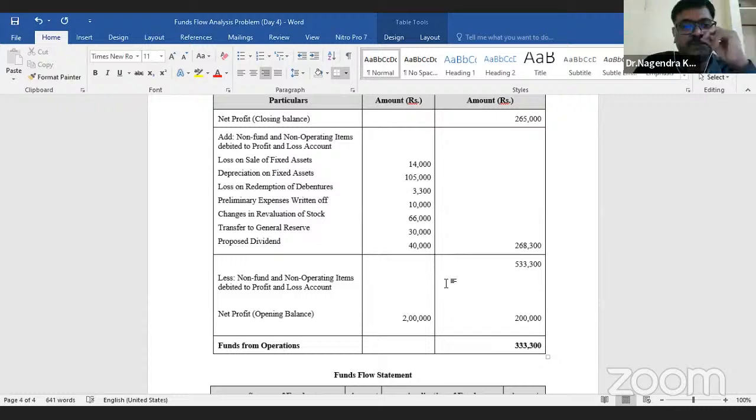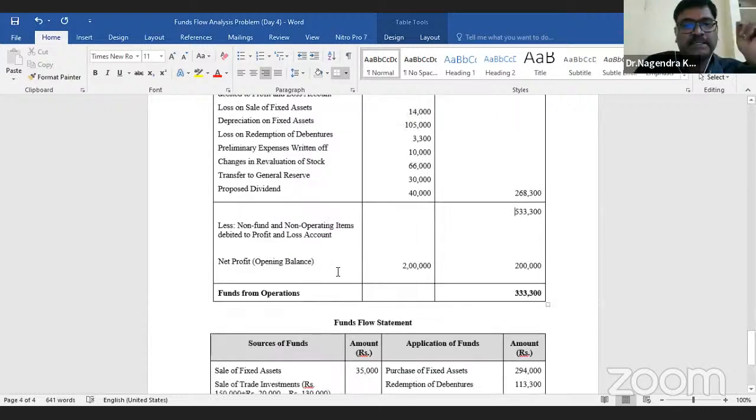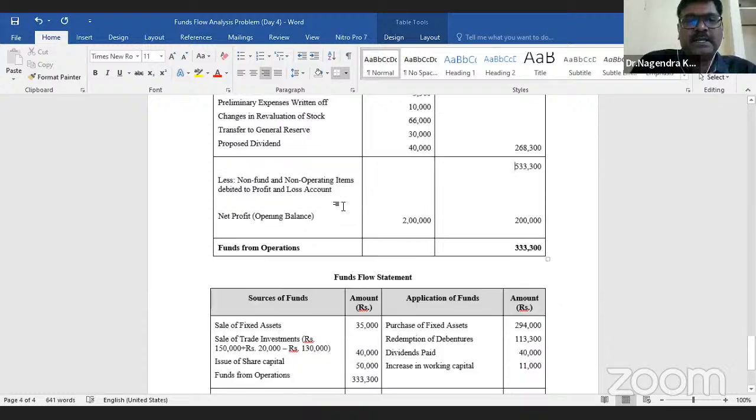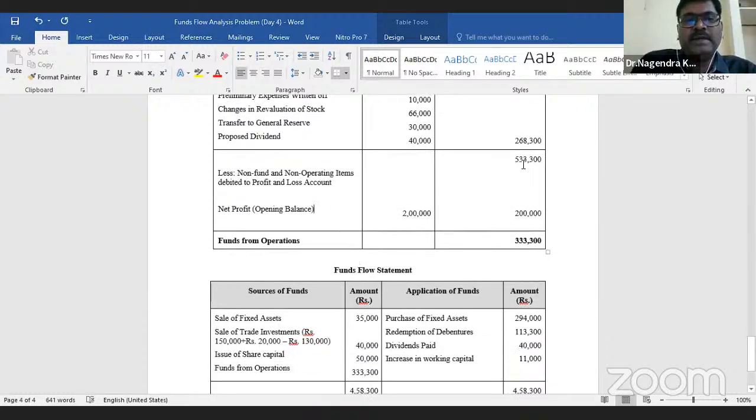Out of this, we have to subtract any non-operating income. In this case, we did not have any non-operating incomes as such. We did not get any profits. So what we will do is deduct the opening net profit from this. So that what we will get is the total funds that were generated during the year, total cash that was generated during the year.